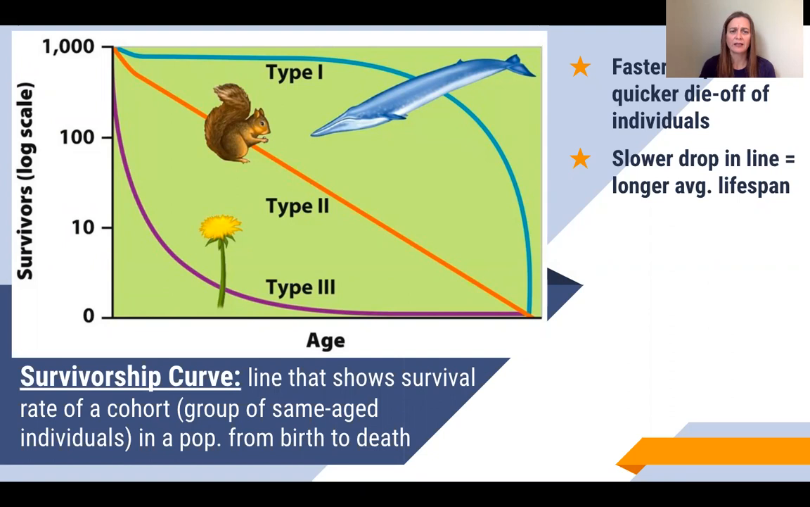The faster the line that we see here drops off, the quicker the individuals in the population are dying. If we see a line like this one, it means that many of the individuals in that population die early. If we see a line like this one, it tells us that many of those individuals survive into old age. So the slower dropping line is the longer average lifespan, and the fewer of them that die early on. And here in the middle, we have type 2, and that tells us that the percentage of individuals that die at each stage of the lifespan is pretty level.